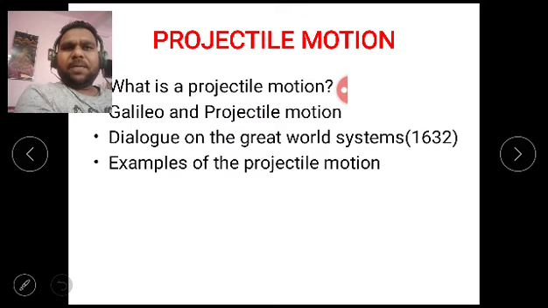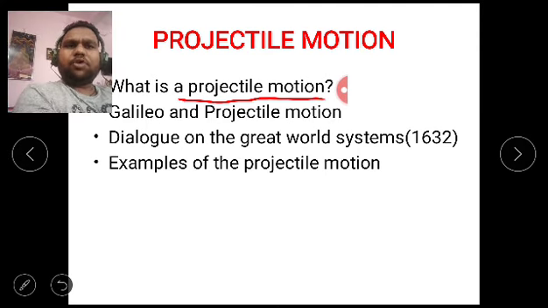So we will start with the definition of projectile motion. What is projectile motion? Projectile motion is a type of motion in which an object is in flight after being thrown or projected. I am repeating, projectile motion is a motion in which an object is in flight after being thrown or projected.